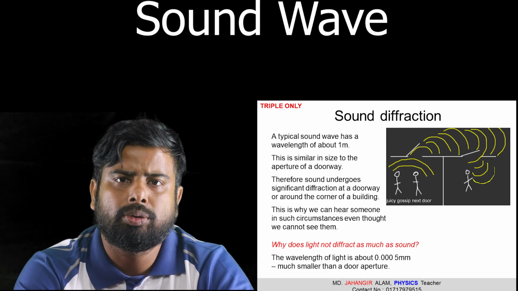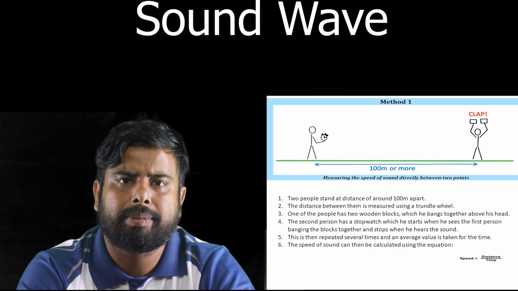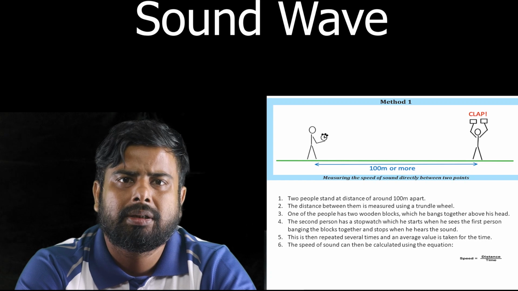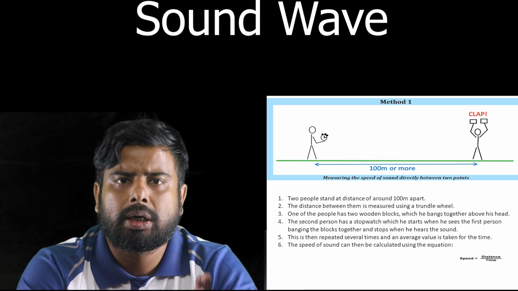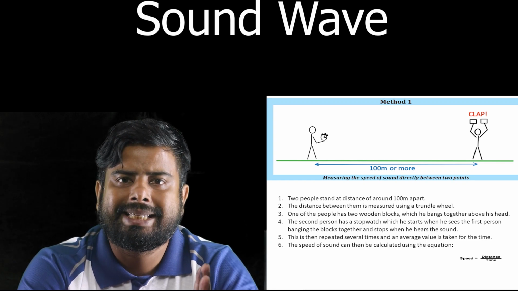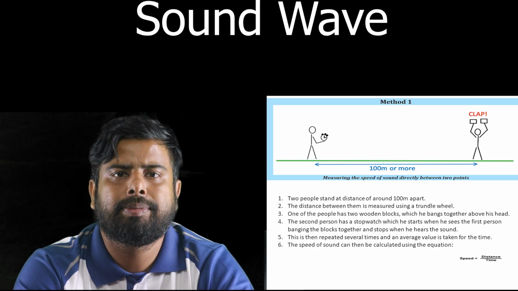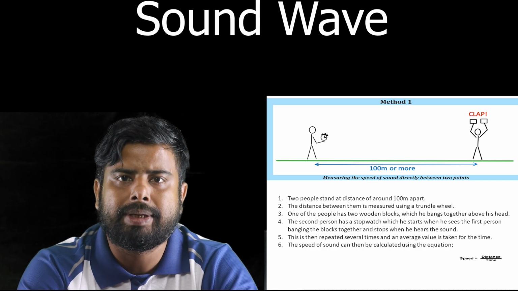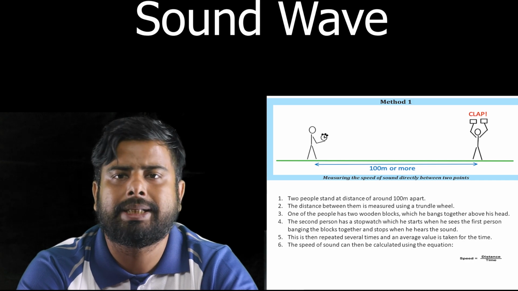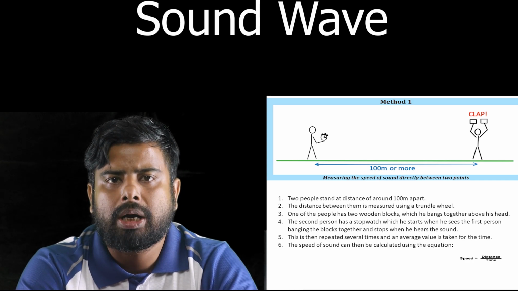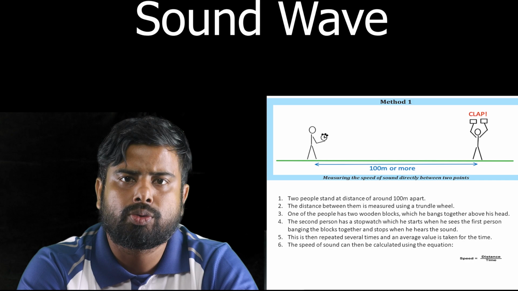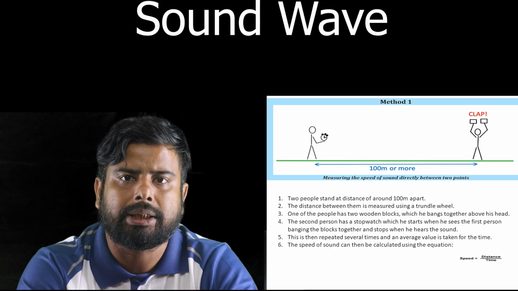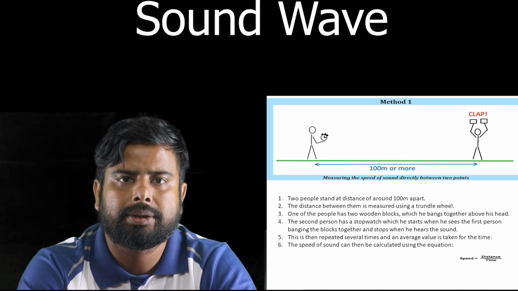Measuring the speed of sound by direct method. Measuring the speed of sound directly between 2 points. Method number 1. Two people stand about 100 meters apart. The distance between them is measured using a trundle wheel or measuring tape. One of the people has two wooden blocks which he bangs together above the head.